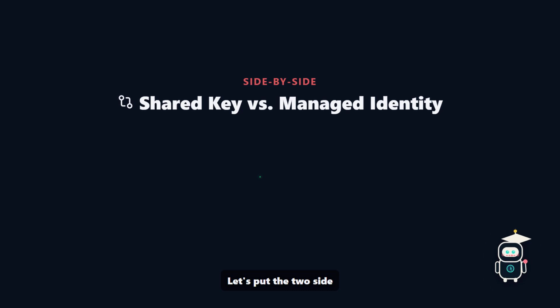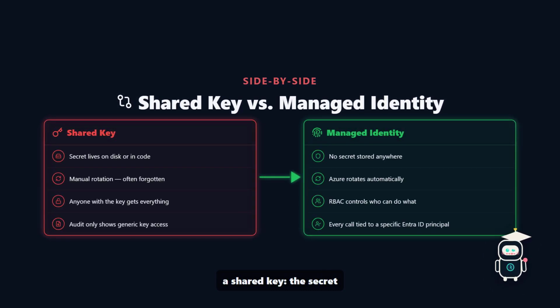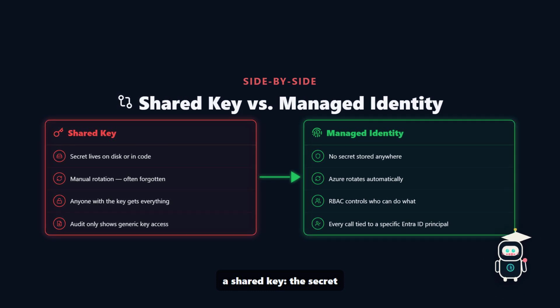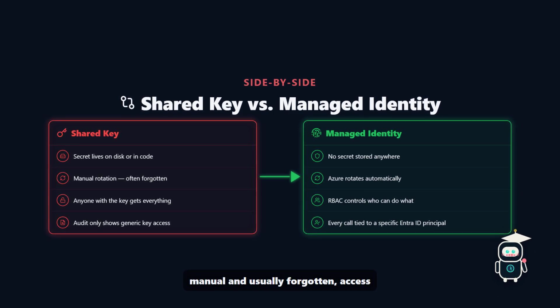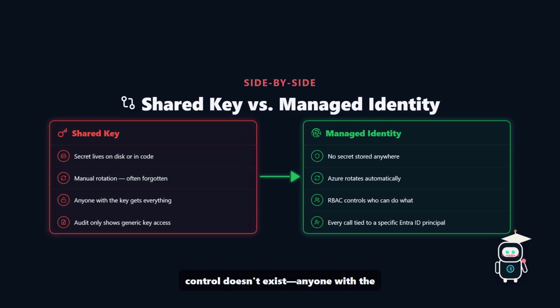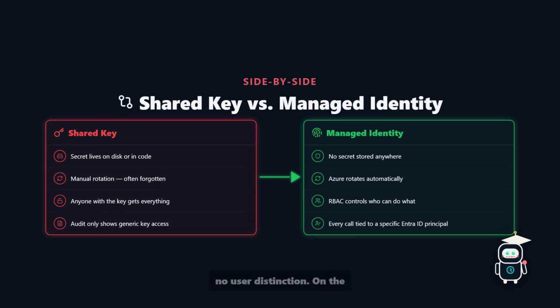Let's put the 2 side by side. On the left, a shared key. The secret lives on disk, rotation is manual and usually forgotten. Access control doesn't exist. Anyone with the key gets everything. And audit logs show generic key-based access with no user distinction.